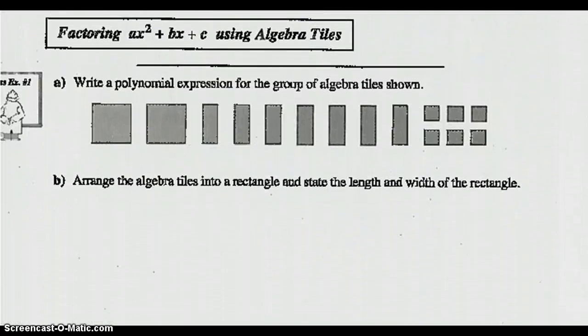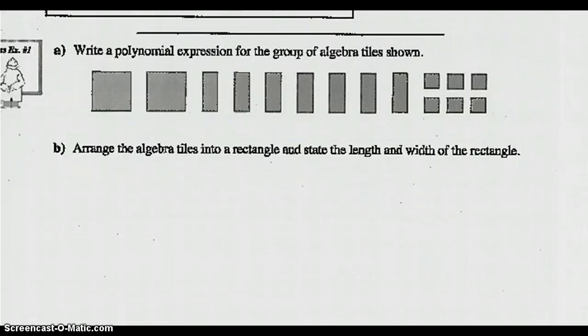Write the polynomial expression for the group of algebra tiles shown. I've got 2 x squareds. I've got 1, 2, 3, 4, 5, 6, 7 x's. And we've got 6 singles. So arrange the algebra tiles into a rectangle. State the length and width of this rectangle. Again, pause this video and do that, please.